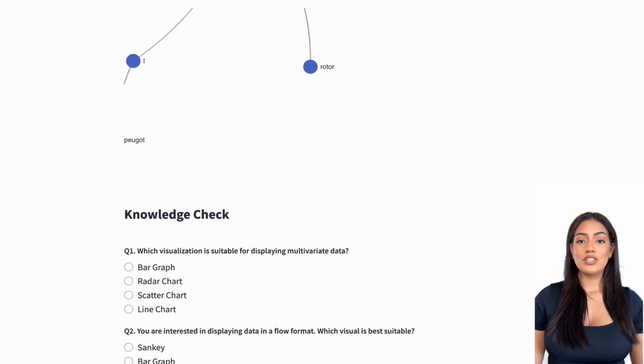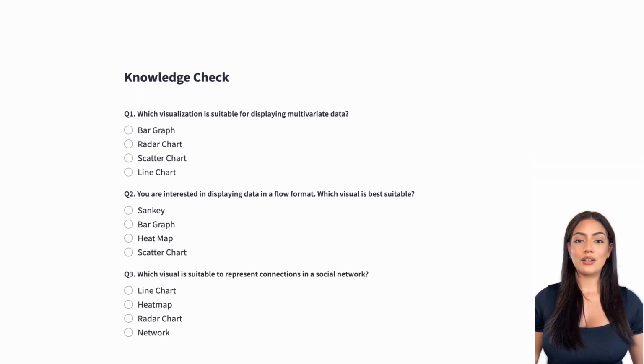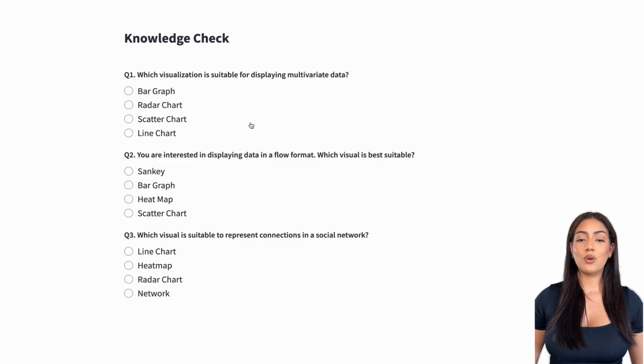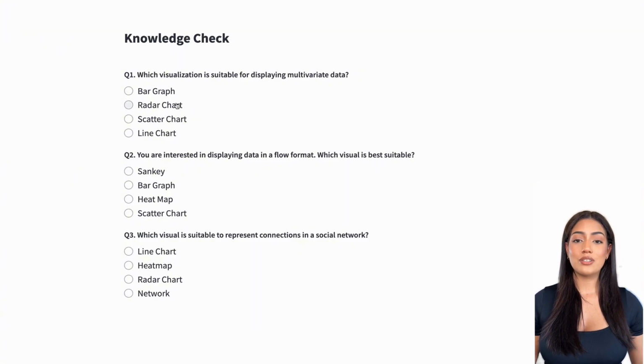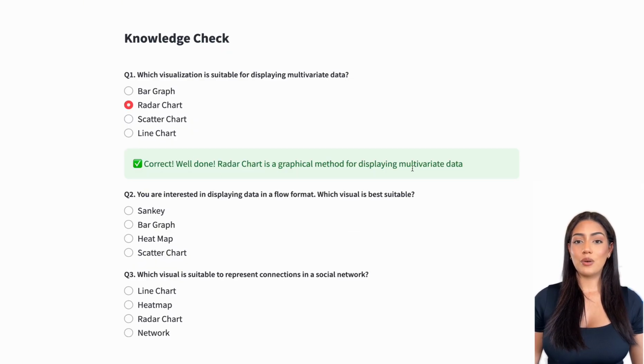Now let us do a knowledge check quiz. Are you ready? Let me ask the first question. Which visualization is suitable for displaying multivariate data? Let me give you a few seconds to think and a hint. The hint here is multivariate data. Okay, let me reveal the answer. Correct answer is radar chart. It is a graphical method for displaying multivariate data. I hope you got that right.